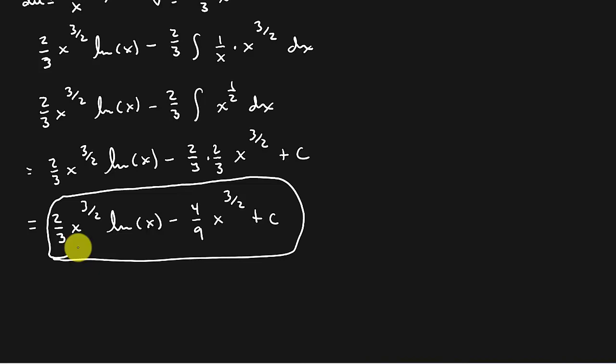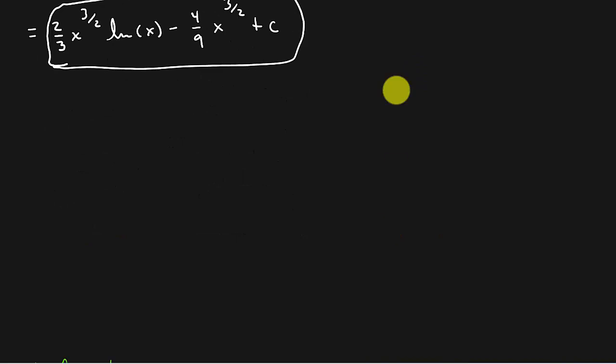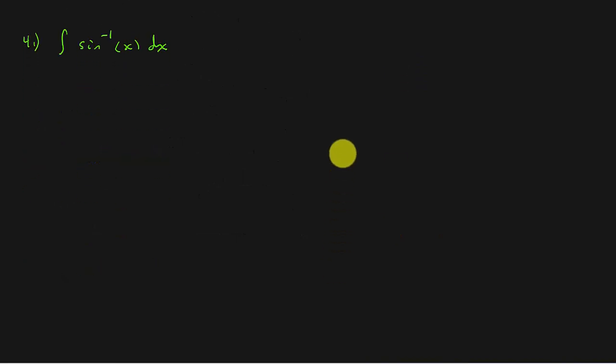All right. So you can see this is really not that bad. It's just the decision you've got to make. What do I let u equal and what do I let dv equal?